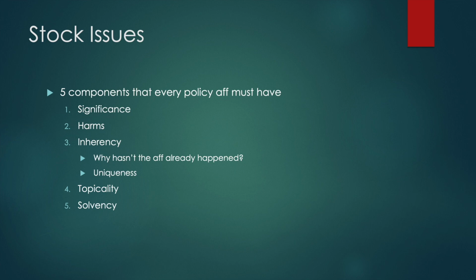Inherency is why hasn't the aff already happened? So think of this as very similar to uniqueness. So inherency is oftentimes why the problems that you're describing still exist in the world. Like, why hasn't this plan already happened?